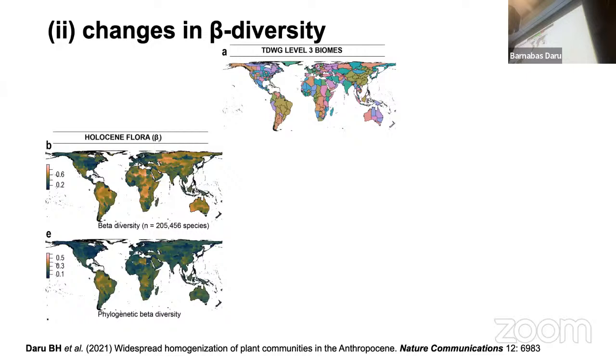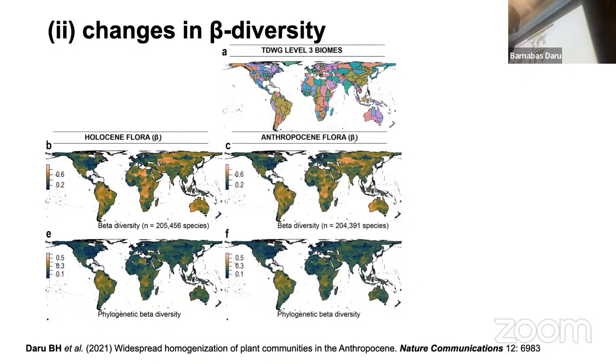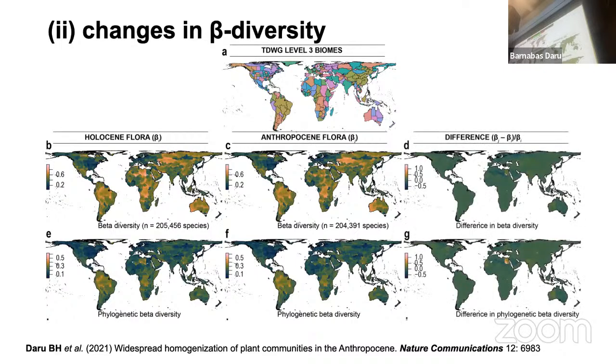And so we mapped beta diversity based on the Holocene species composition, that's before any form of introductions or naturalizations, and species composition of beta diversity and phylogenetic beta diversity in the Anthropocene after accounting for extinctions and introductions. And we took the difference, and again, the warmer colors correspond to gains in beta diversity, and cooler colors correspond to losses in beta diversity. And here we found widespread patterns of loss in beta diversity that can lead to homogenization of plant communities.